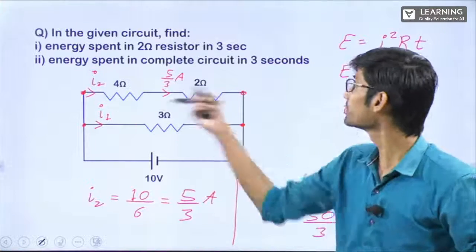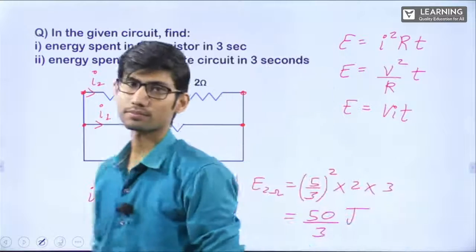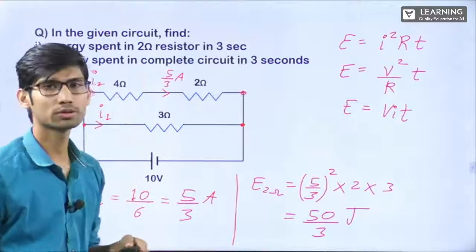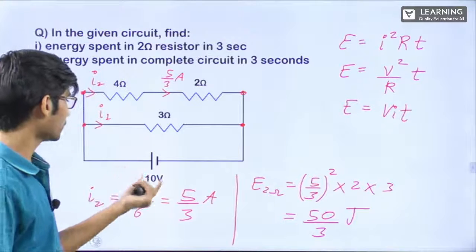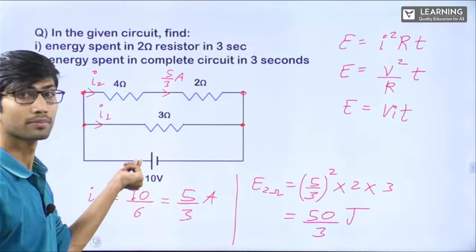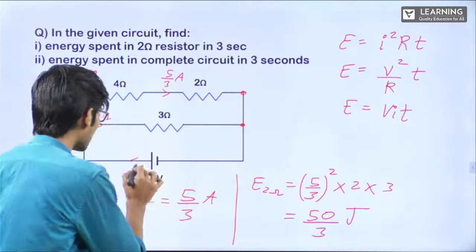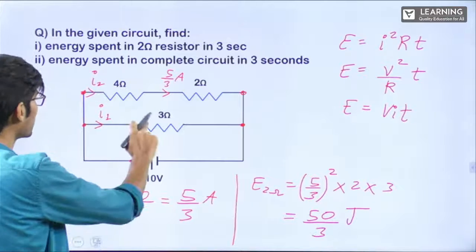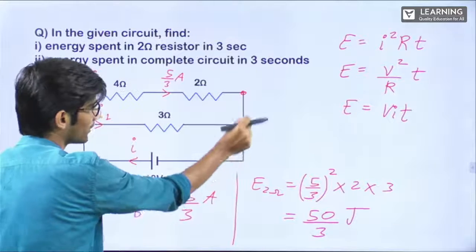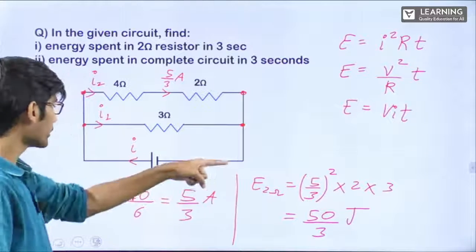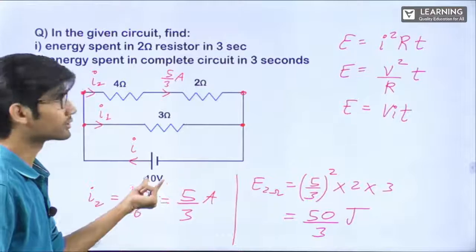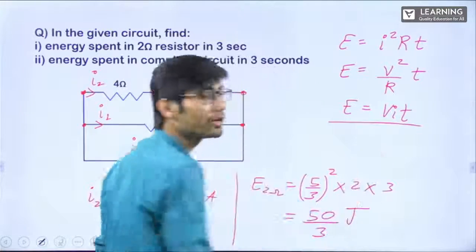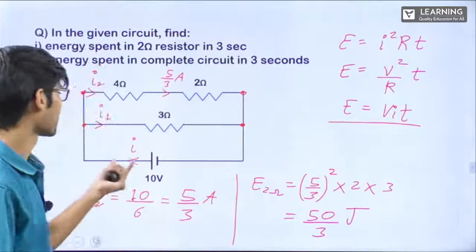Now, energy spent in the complete circuit. How will we do this? See here, we know this voltage. If I get the current, how much current is flowing in this entire circuit? This is distributing as I1, I2. Again, this will come as I and go here. So current flowing through this battery and the potential difference. If I multiply V into I into T, this formula. V we already know, only we have to find out I.